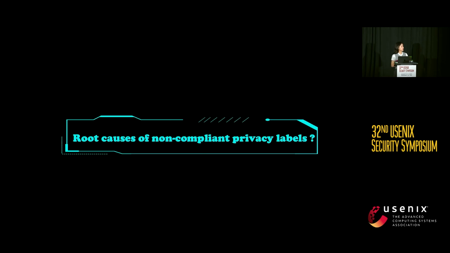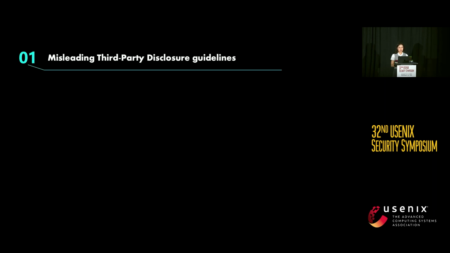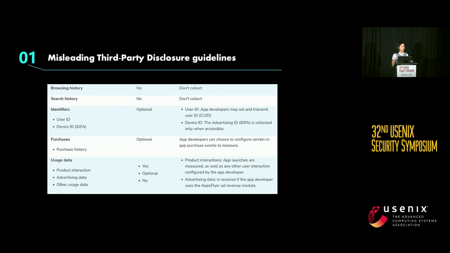Let's dive deeper into the root cause of the inconsistent app privacy label. The first one is misleading third-party disclosure guidelines. To help the app developer fill out the privacy label correctly, some third-party SDKs released guidelines about what privacy label items they collect or do not collect. Ideally, such guidance, providing transparency of their data collection practice, should be able to help the app developer generate a privacy label correctly and comprehensively. However, we found that those guidelines are usually incomplete or even incorrect, which can easily lead to non-compliance for the app.